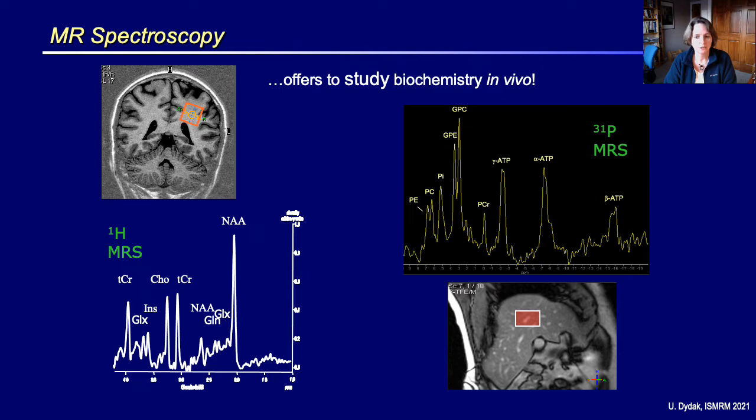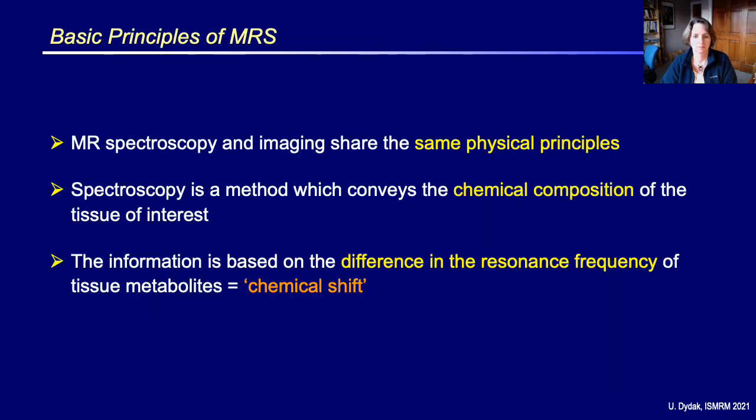Here you can see two examples, a proton spectrum from the human brain, as well as a phosphorus spectrum from the human liver. Each of these peaks gives us information about specific metabolites and neurochemicals that play important roles in physiological and pathophysiological pathways and are therefore of interest for diagnostic or research purposes. Now, how do we obtain such a spectrum?